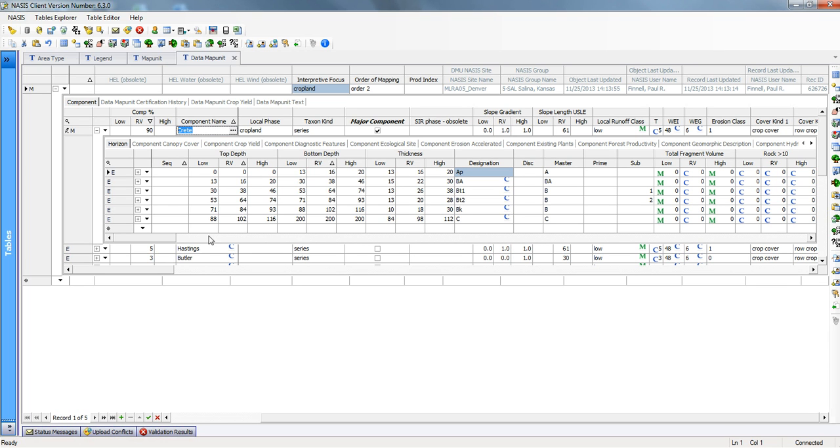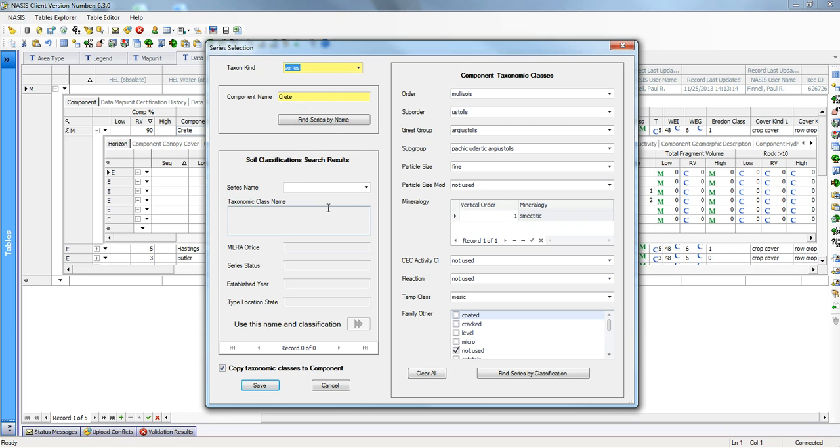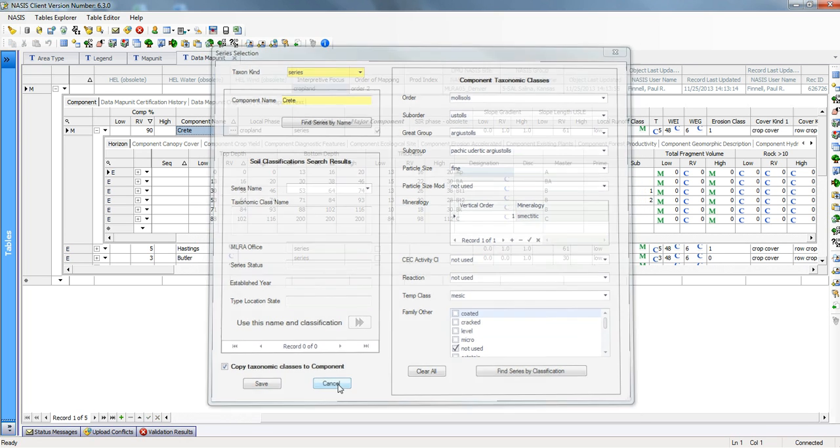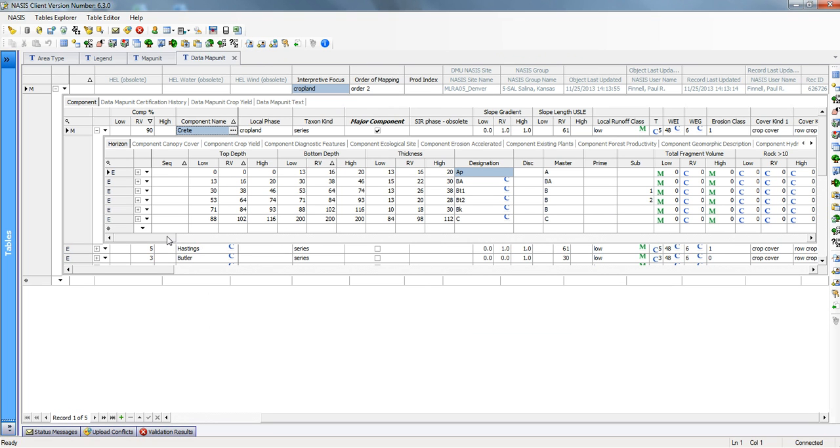One of the things that I didn't show earlier that I'm going to digress a little bit to talk about is this feature series selection. What this is used for is it allows you to populate a particular series and find that series by name. And then using the taxonomy information from the soil classification, you can then populate all the classification information in the component table. So that's the reason why that's used. I'm going to cancel out of here and we're going to continue on with our horizon.